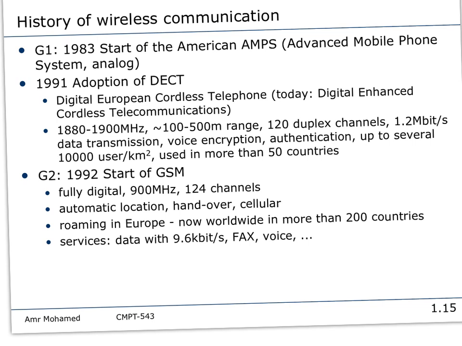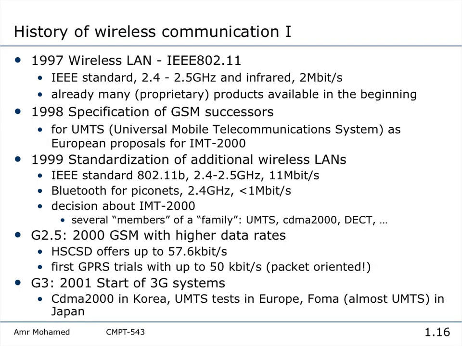So as you see, these are the data rates per user. 9.6 bits per second. Imagine, it's only 9.6 kilobits per second. So of course the data rates were quite small, but this allowed us to have at least some services like fax and emails, some basic data services.